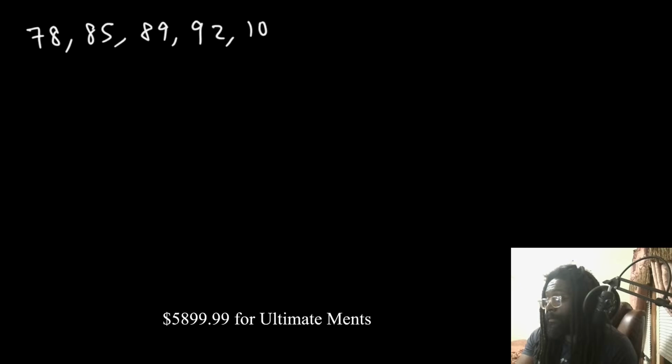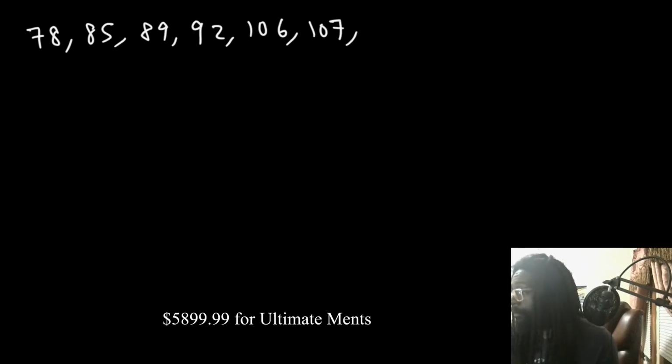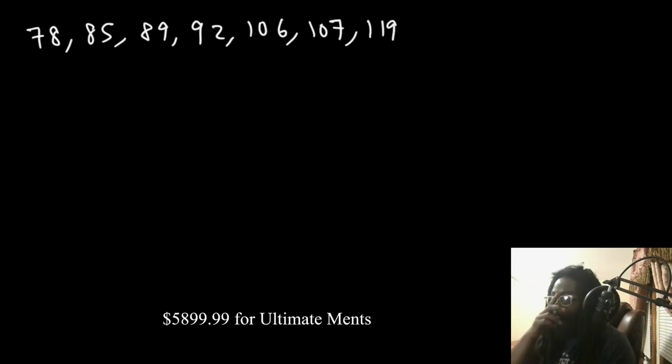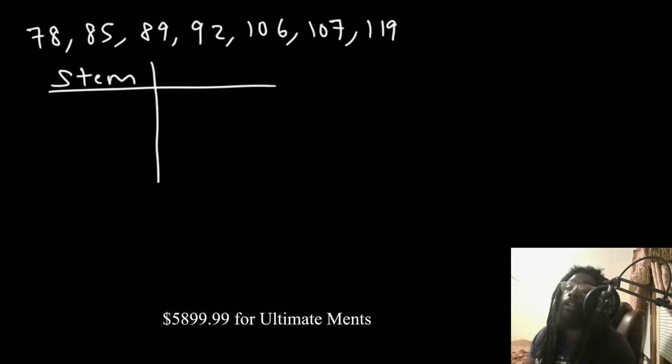Let's try another example. So let's say we have the numbers 56. Actually, let's say 78, 85, 89, 92, 106, 107, and 119. Go ahead and make a stem and leaf plot with those numbers. That's easy. I'll still put 0, 1, 2, 3, 4, 5, 6, and then 7.